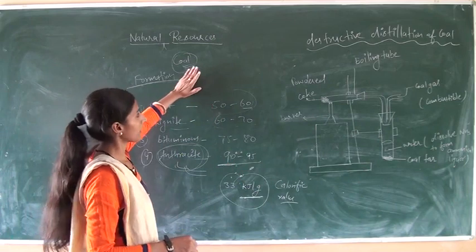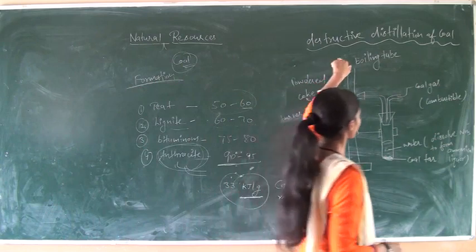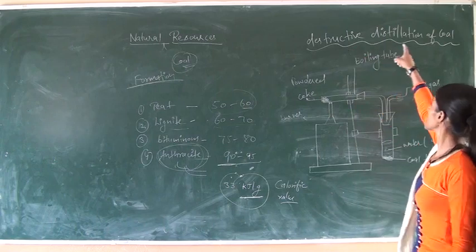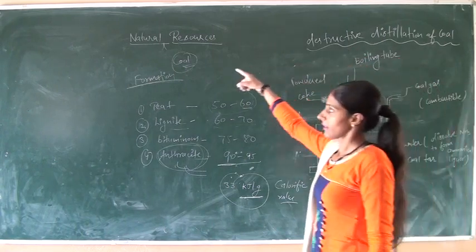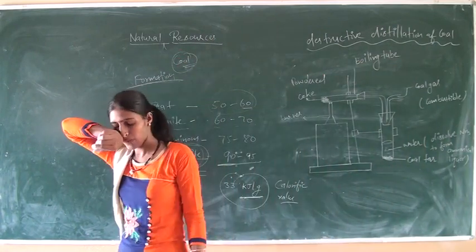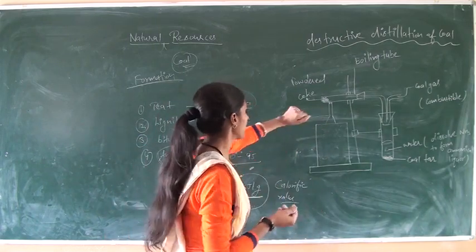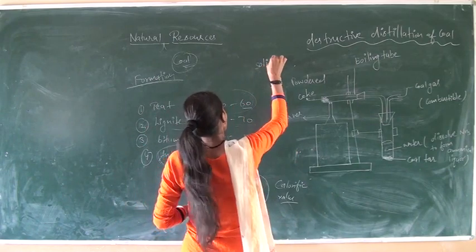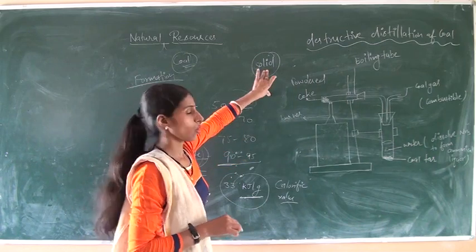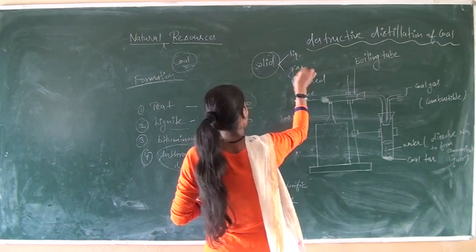Now, how is coke formed? It is formed by the method of destructive distillation of coal. By using destructive distillation of coal, we can make coke. In this method, coal is present in solid form. After destructive distillation, this solid form gets converted into liquid and gaseous forms.